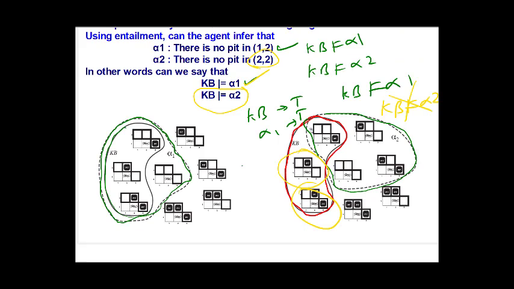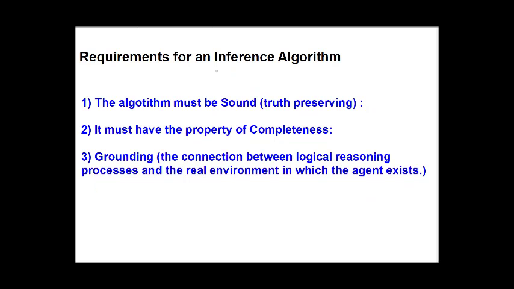So we were able to entail alpha 1 from the knowledge base, but we were unable to entail alpha 2. Now we can design some inference algorithm for the entailment process, and these are the requirements of the inference algorithm. The first requirement is that the algorithm must be sound.